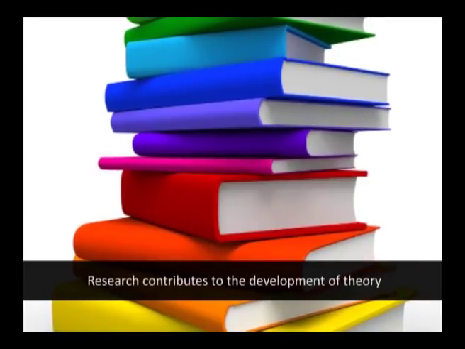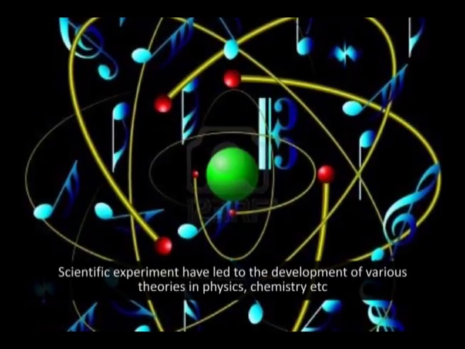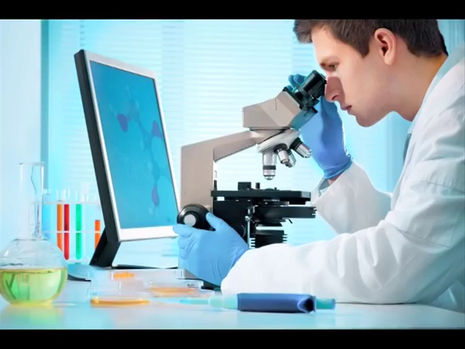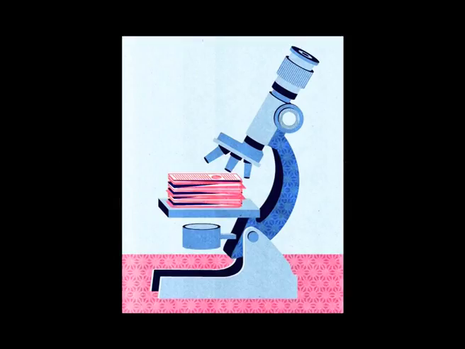Contribution of research to theory. Research contributes to the development of theory. Research initiates theory. Scientific experiments have led to the development of various theories in physics, chemistry, etc. Similarly, research in social sciences has contributed to the development of several theories. Research tests an existing theory. One major function of empirical research is to test hypotheses deduced from existing theories. If a hypothesis is not confirmed by research, the theory from which the hypothesis is deduced is re-examined and tested.